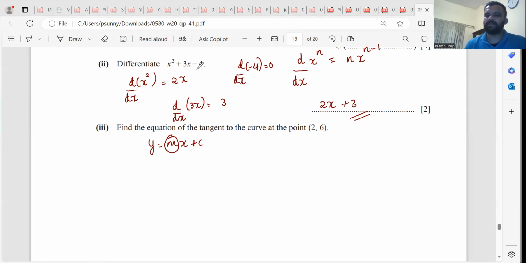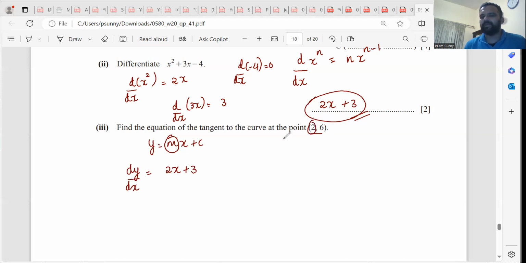We can find out the gradient by taking the derivative of the given function. The function here is x square plus 3x minus 4. So we already found the derivative of this function. The derivative of this particular function is actually the gradient. So we got the gradient or derivative dy by dx, we got it as 2x plus 3. Now, we know a gradient should be a number. The point is given. Find the equation of the tangent to the curve at the point 2, 6.